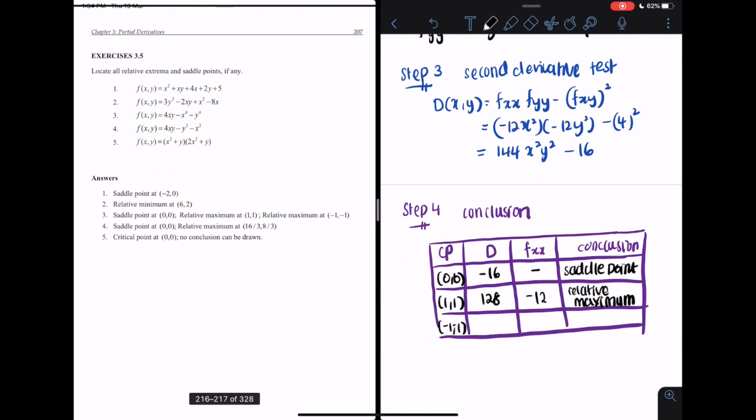I believe the answer will be similar for (negative 1, negative 1), which is D equal to 128 and fxx equal to negative 12. Again, relative maximum. So this is how you have to solve problems that involve relative extrema of functions of two variables.